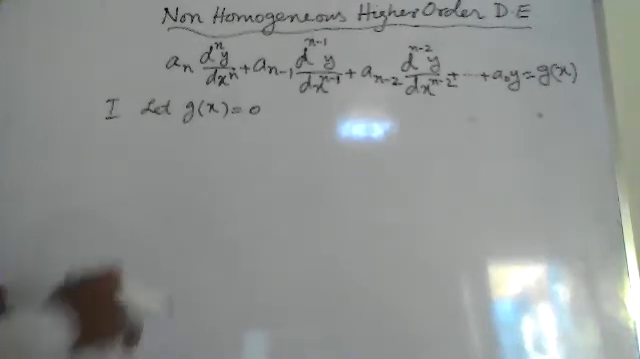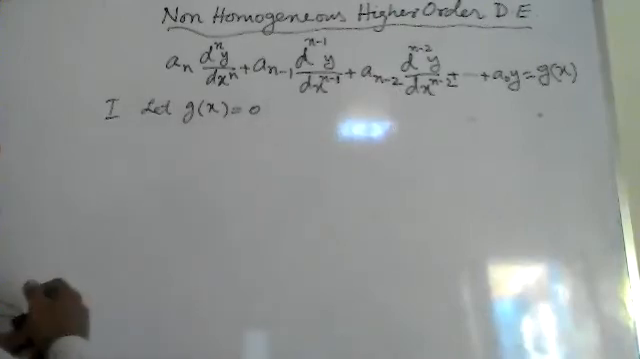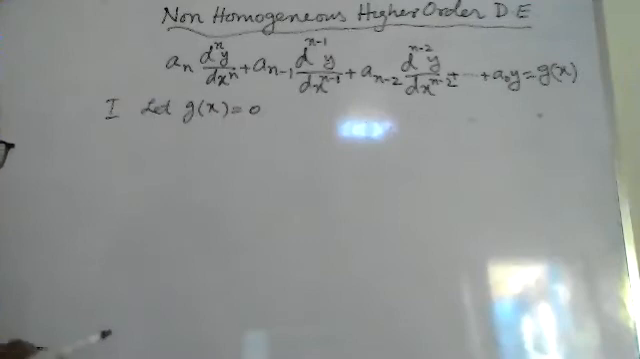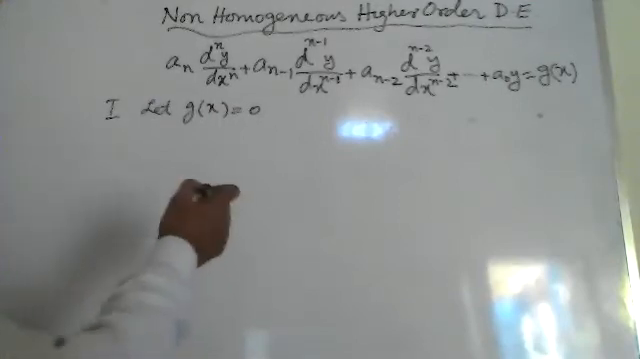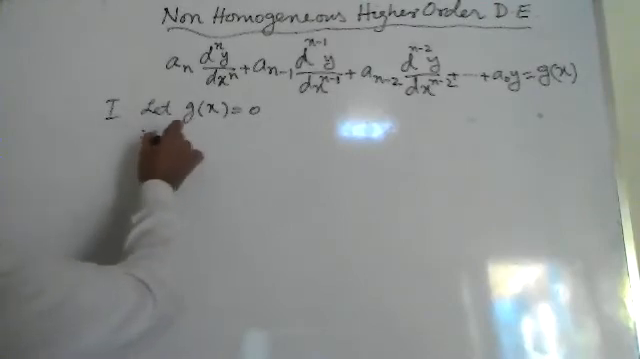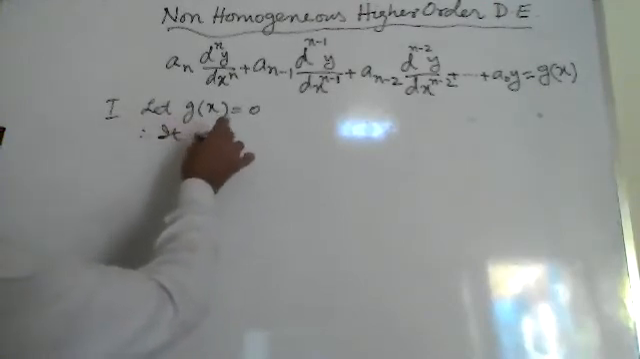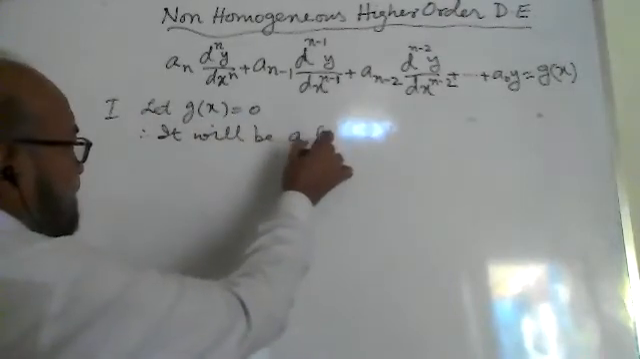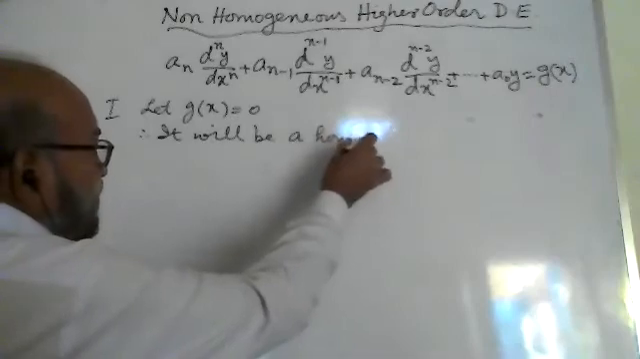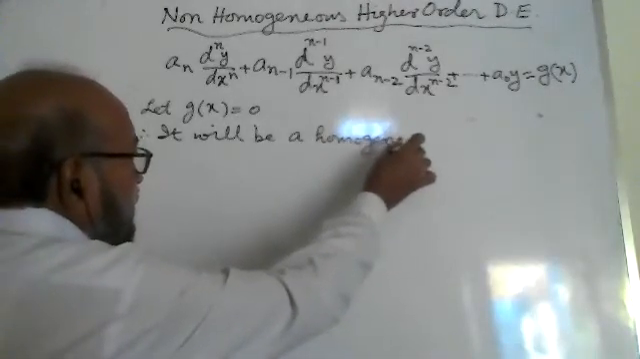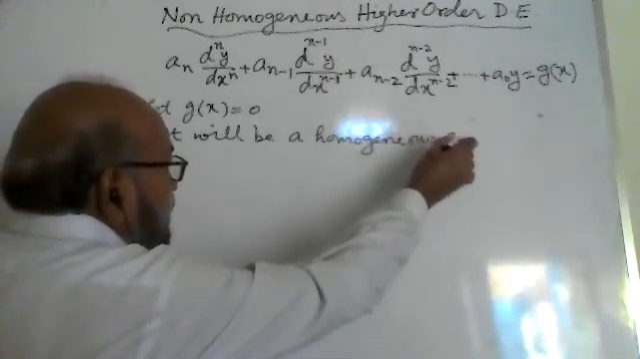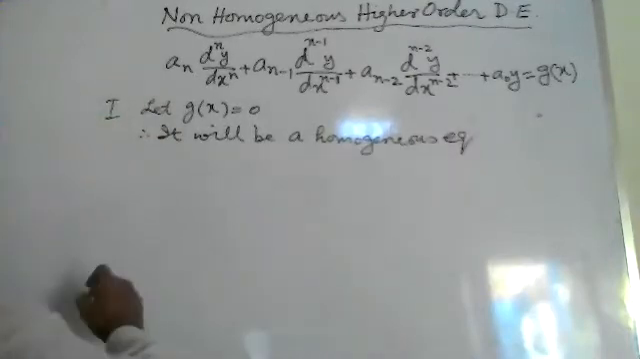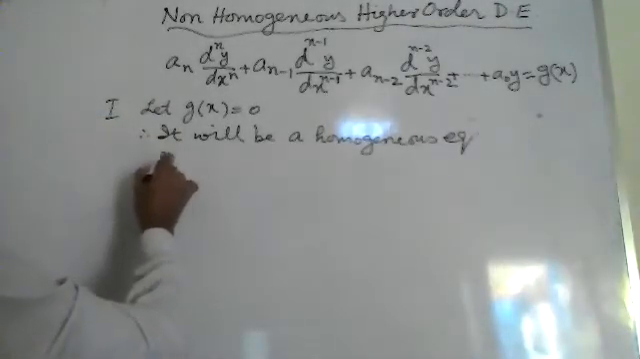So first of all, g of x will be taken as 0. So when we take g of x equal to 0, it will become a homogeneous equation. It will be solved as usual.